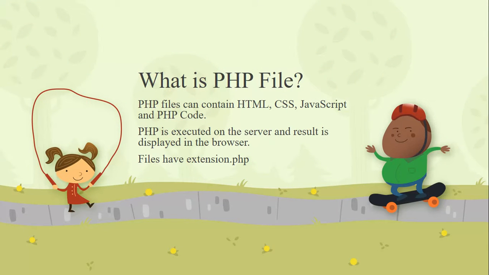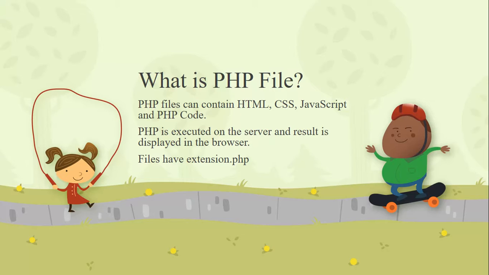So what is a PHP file? When we are learning PHP, we must know what a PHP file is. PHP files can contain HTML, which is Hypertext Markup Language, the code to design a web page; CSS, which is a style sheet language for the web to design and give colors, add beautiful elements, and add certain properties to the HTML tags; JavaScript, to program like PHP, but that is run on the browser itself; and finally the PHP code.